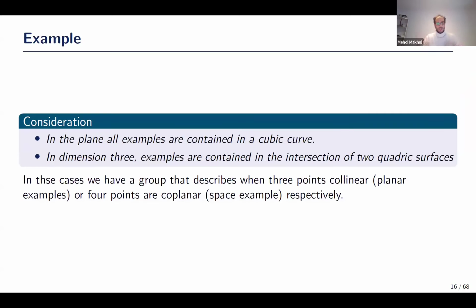So therefore, I just summarize again. In the planar case, we saw that there are some examples which are contained in a cubic curve with too many 3-rich lines. And in dimension 3, we saw there are examples contained in some degree 4 curves, and these degree 4 curves come from the intersection of two quadric surfaces. In other words, in each of these examples, we saw that there is a group structure that describes coplanarity in the space case and collinearity in the planar case of 3 and 4 points.